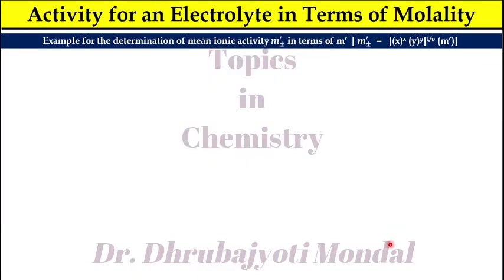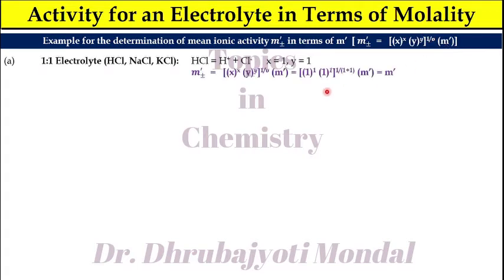Now consider some examples. Example for the determination of mean ionic molality m'± in terms of m'. So you know this is the formula of m'± equal to (x to the power x into y to the power y) to the power 1 by ν into m'. Now consider first number 1, 1:1 electrolyte, and you know that the examples of 1:1 electrolytes are HCl, NaCl, KCl, etc. Now consider HCl.